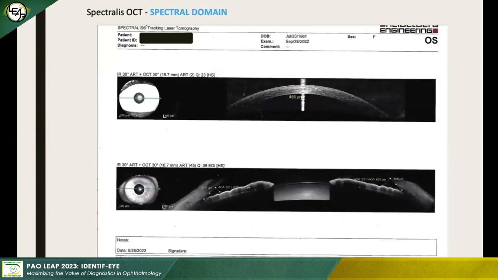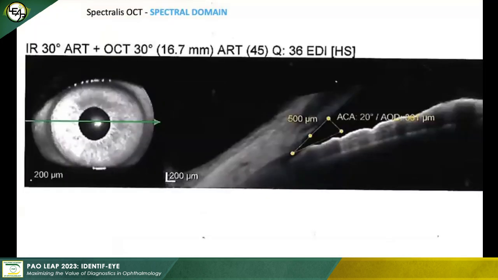Here's an example of a spectral domain scan. Zooming in, we see that there's better definition, right? Notice that even here, you can already see the patent Schlemm's canal. Notice that hypo-reflective area adjacent to the 500 micrometer label. That's your Schlemm's canal, which is adjacent to your trabecular meshwork. So in this case, that means this angle is open. With the ACA value measurement, it's 20 degrees. AOD is around 300. So even with a narrow angle, the angles are still open.